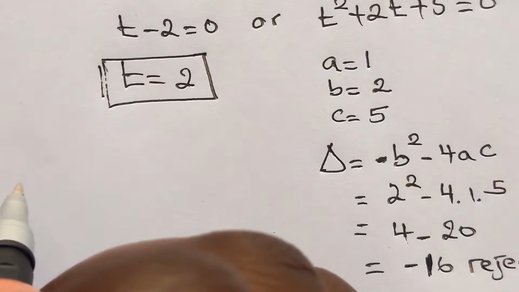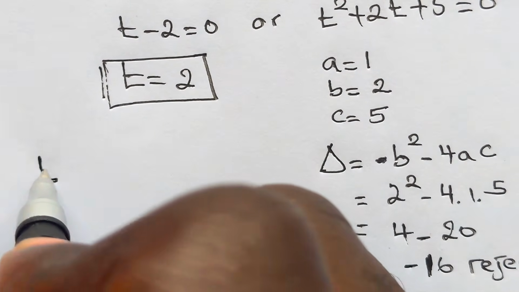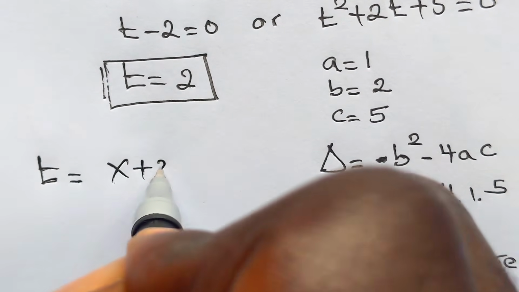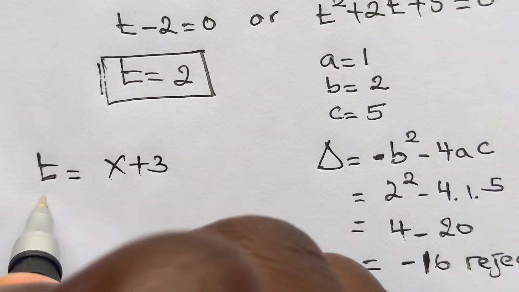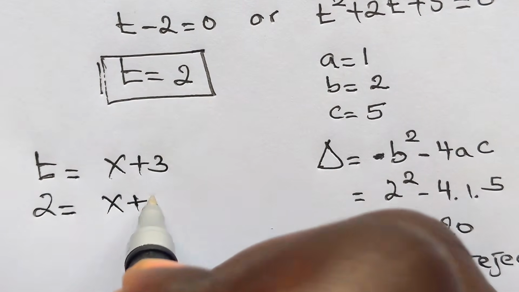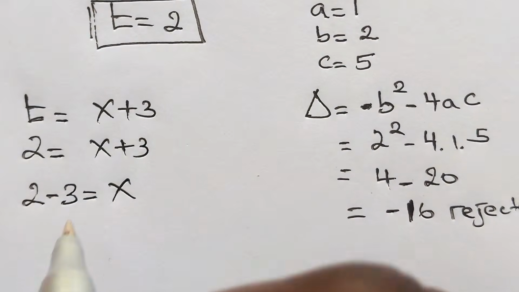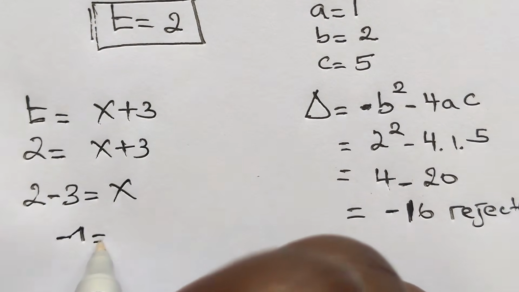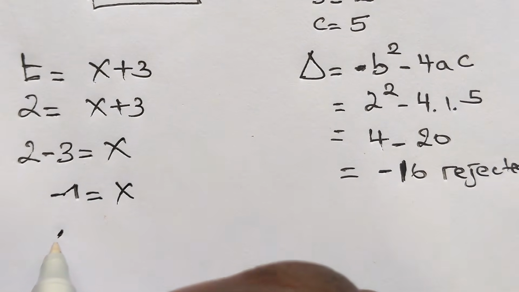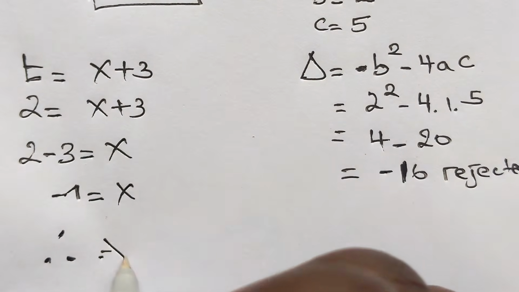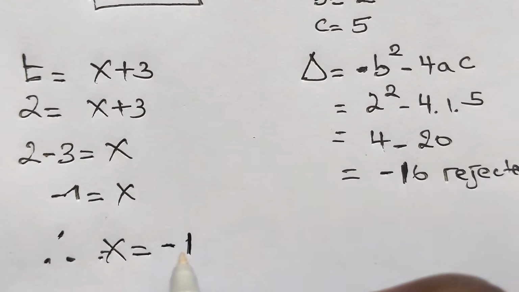So we shall continue with this one. We have said that t equals to x plus 3, and we have that t is equal to 2, which is equal to x plus 3. At this stage we shall write 2 minus 3, which is equal to x, and of course negative 1 equals to x. Therefore, our x will be equal to negative 1.